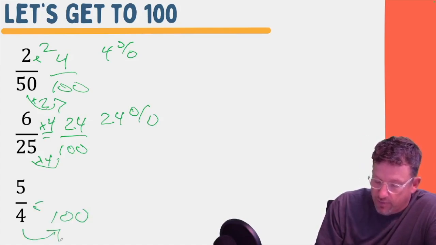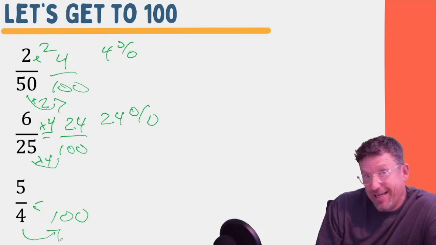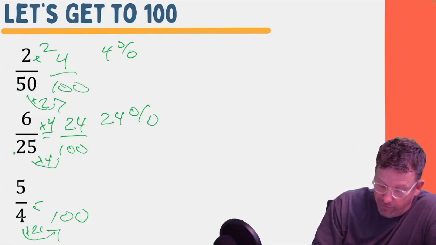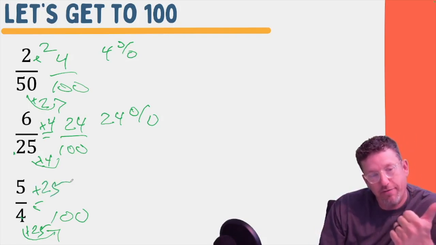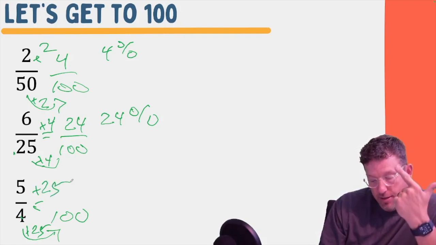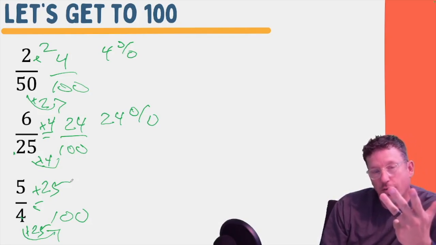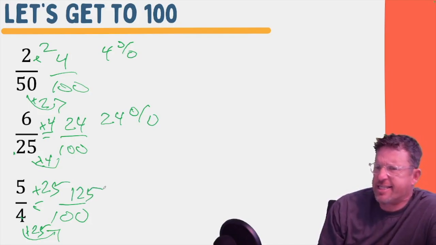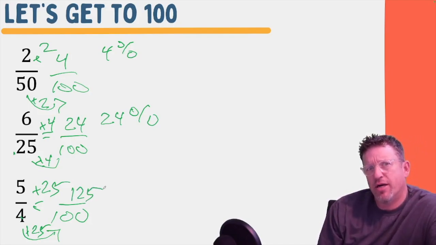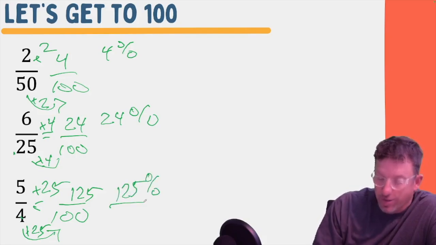So this one, let's get to 100. 4 groups of what gets me to 100? Well, you could count by 4s, or you could look back at that last question and say, oh, 25 groups of 4 is 100, so 4 groups of 25 must equal 100, right? So then we multiply the top by 25. So we have 5 groups of 25. 25, 50, 75, 100, and one more 25 gives us 125. Wait a second. That number on top is bigger than 100. Well, that means it's 125%. So this one is more than a whole.